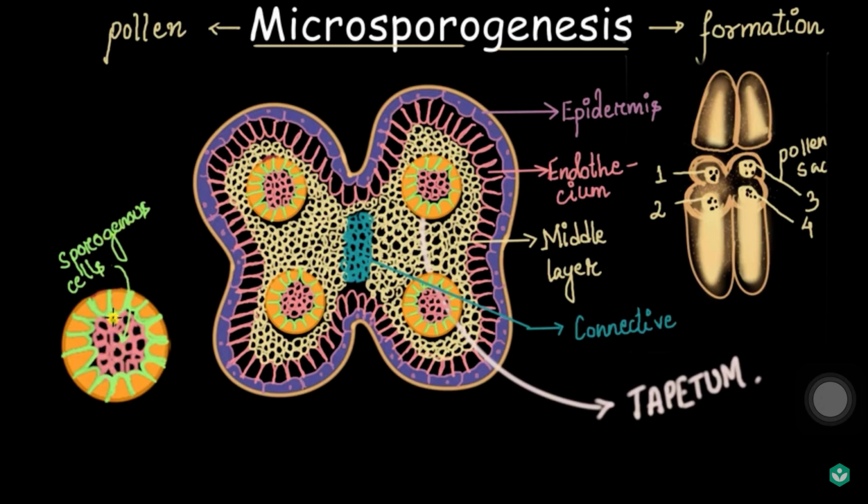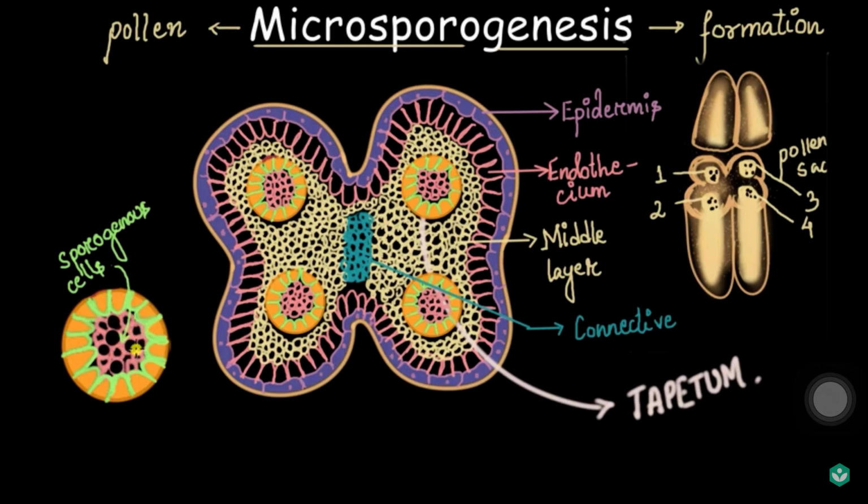Because these cells later will become microspores. But again, there are so many cells inside, and not all cells will develop into a microspore. Some cells will disintegrate on the way. Few will disintegrate and will be consumed by the cells that are in the vicinity. So they will also act like a food source for other cells. And the few cells that remain will develop into microspore or a pollen.